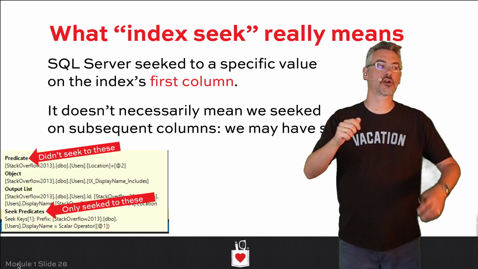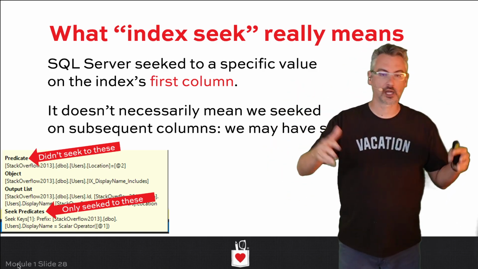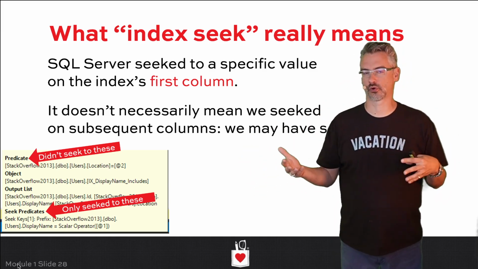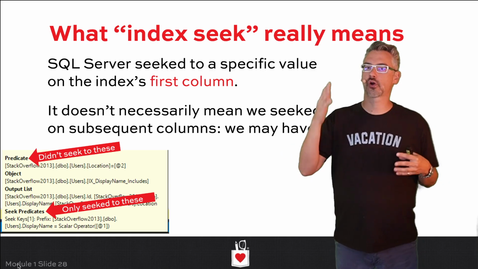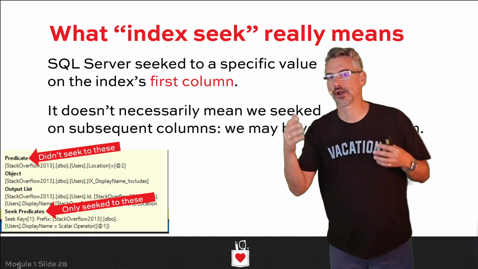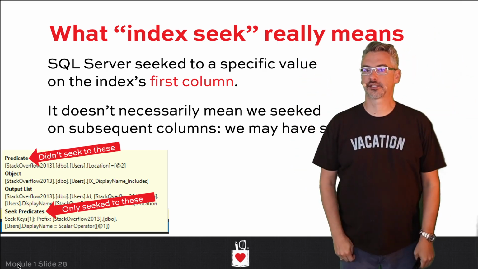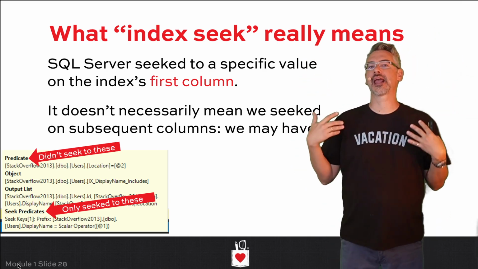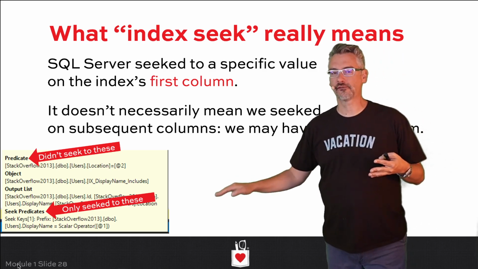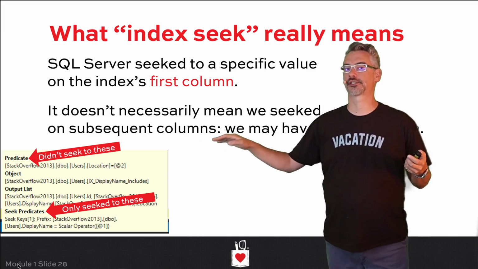If you have a very generic first column, I'll give you an example, country. There aren't that many countries in the world. And if you were asking for all of the customers in the United States named Brent Ozar, seeking to the United States doesn't mean anything. I want to know whether I'm seeking on every column or whether I'm scanning on some of the columns.